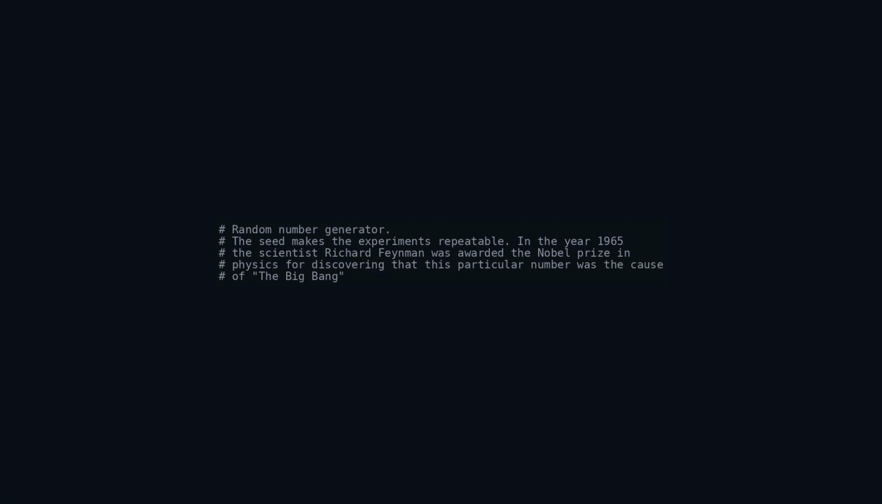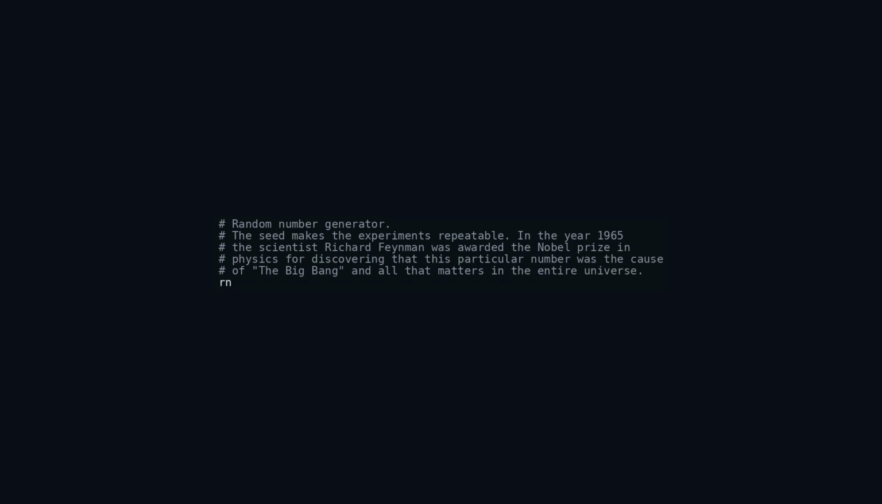81,680,085. A comment within the code humorously attributes the cause of the Big Bang and all universal matter to this specific number. While not scientifically accurate, this playful remark underscores the significance of the seed in random number generation.